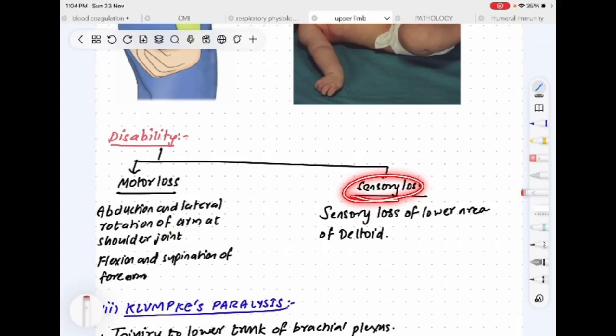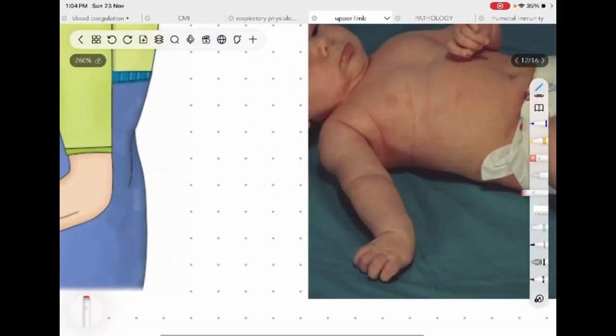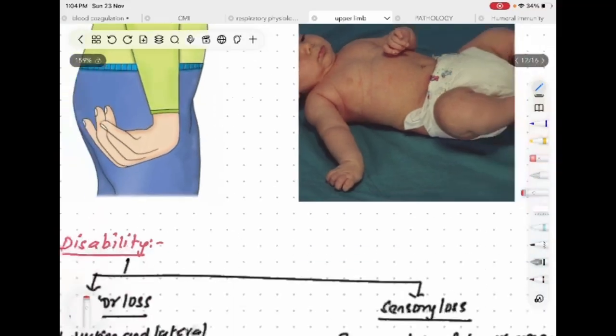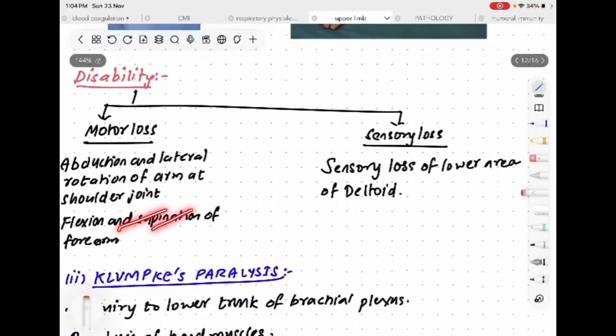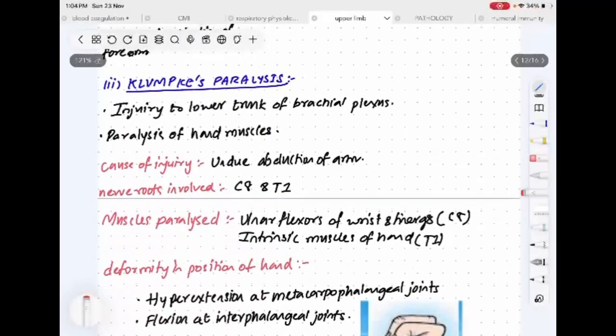Now what is the sensory loss? Sensory loss over the lower area of deltoid. So this is the deltoid, right? From the lower area of deltoid, there is sensory loss also. Now motor loss will be: abduction is not possible, lateral rotation is not possible, and flexion and supination are also not possible.